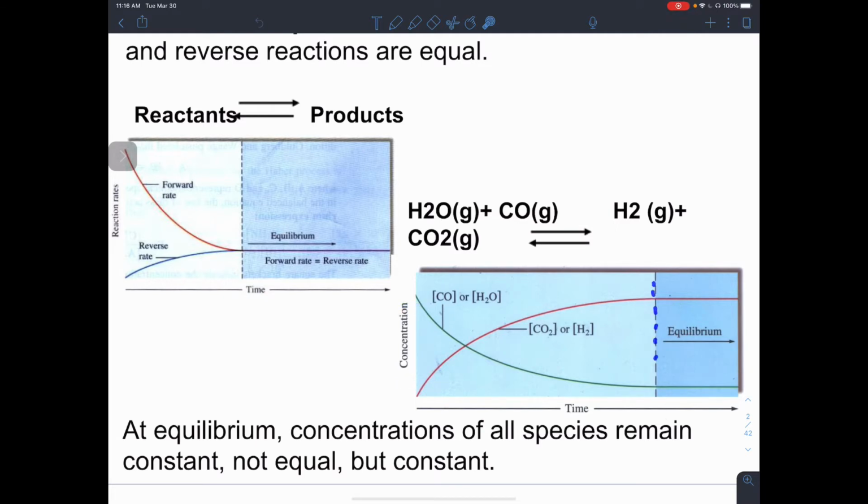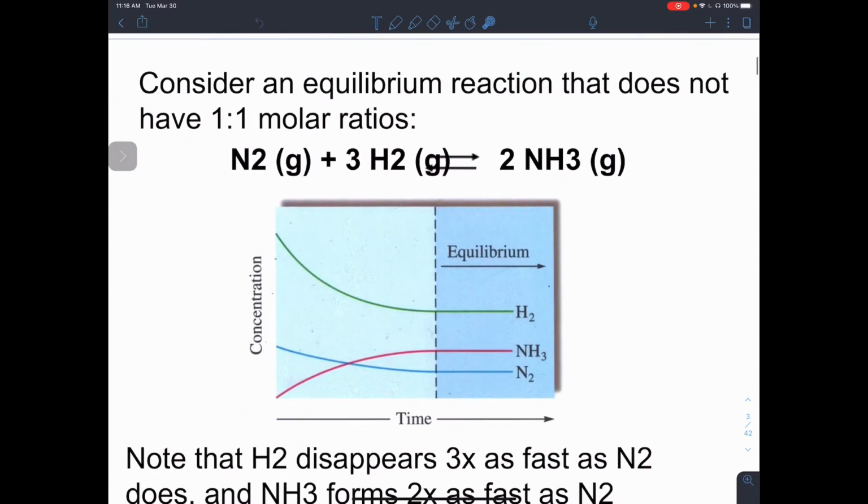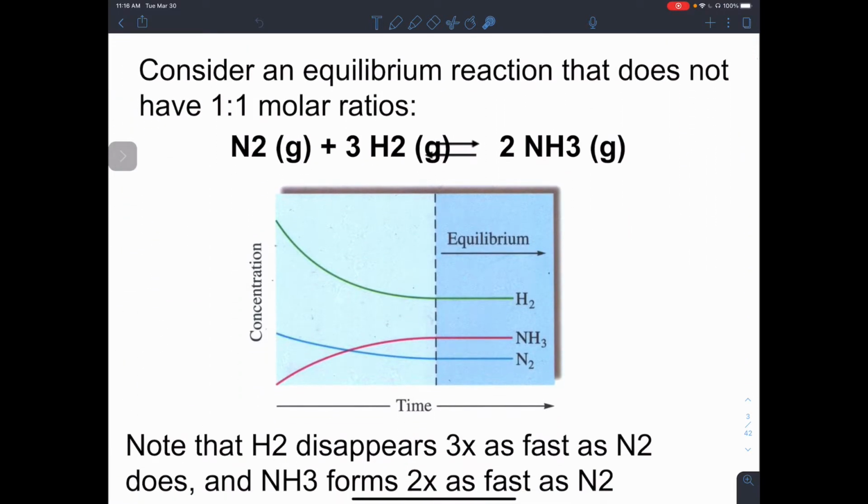That period where the two level off is referred to as equilibrium. So at equilibrium concentrations, all the species remain constant, but not equal, yet only constant. Consider an equilibrium reaction that does not have a 1-to-1 molar ratio. So here we have a balanced equation with a 1 to 3 to 2 ratio.